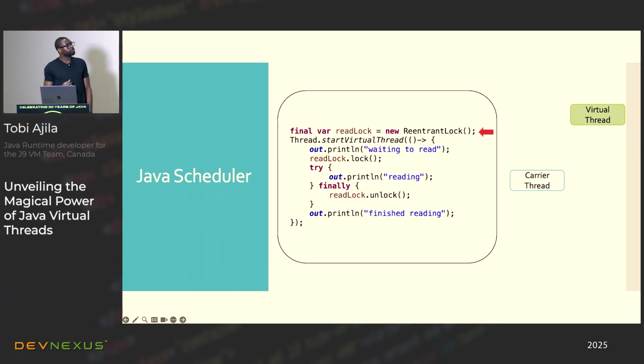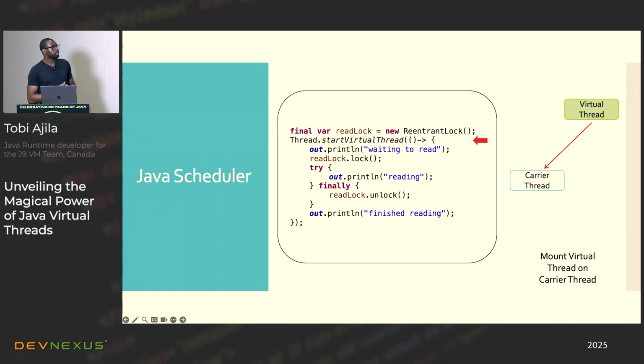So if we look at this example where we have code that's using a reentrant lock, we're starting a virtual thread. What happens is that when you start a virtual thread, a virtual thread is created, and then before it can run, it has to be mounted onto a carrier thread. The act of associating the virtual thread with the carrier thread is what enables it to execute. The term for this is mounting a virtual thread onto a carrier. Once that's done, it then executes.